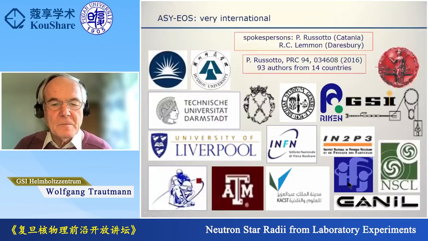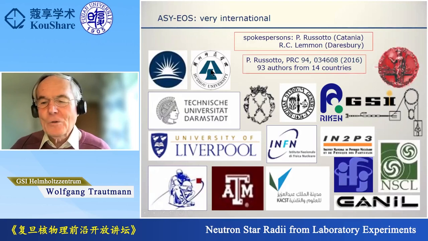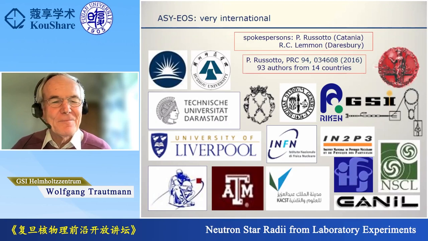And here I show the many institutions that have contributed to the ASY-EOS experiment. I have mentioned that detectors came from various places, from Krakow, from Catania, from St. Louis. And here are just the many institutions that have participated in this experiment. For example, here is Huzhou University, and so we had great help from Yongjia Wang and Qingfeng Li in the interpretation of this data.